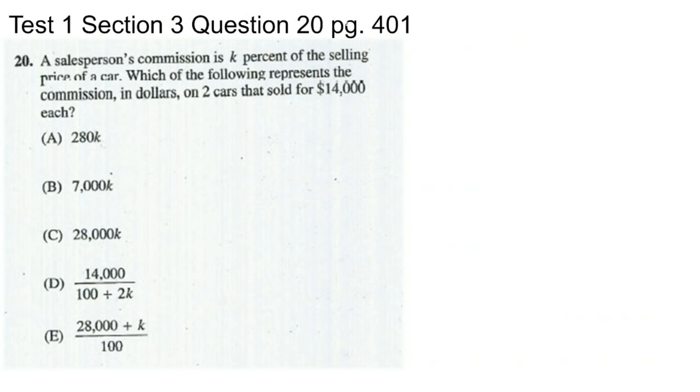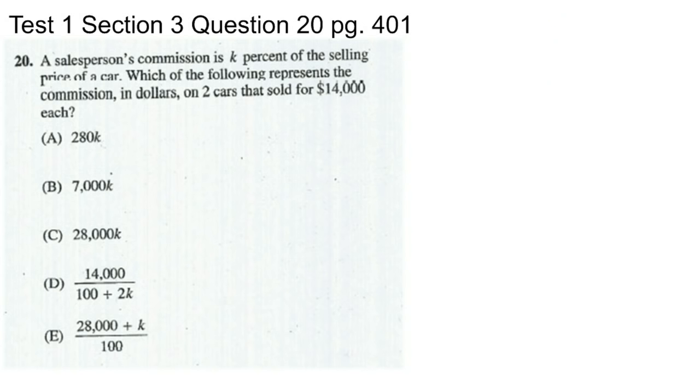So this first one comes from Test 1. It's Section 3 and Question 20 on page 401. It says a salesperson's commission is K% of the selling price of a car. Which of the following represents the commission in dollars on 2 cars that sold for $14,000 each? Now, normally this would seem like a really tough question, especially with variables in there, and a lot of people don't know where to start with this one.